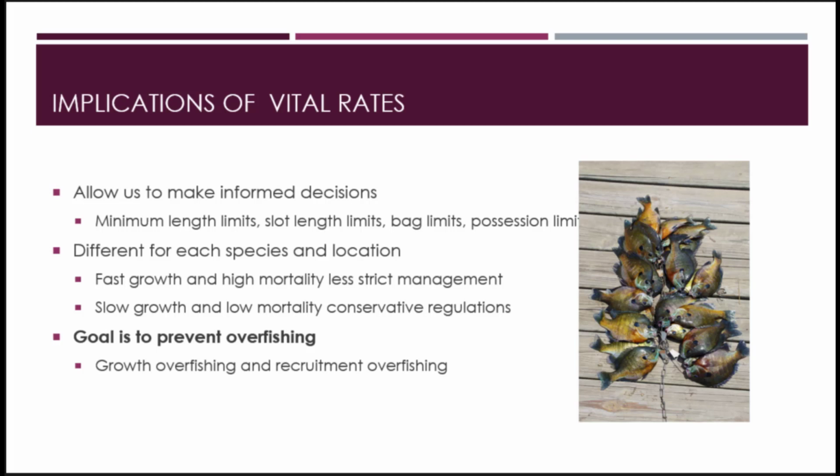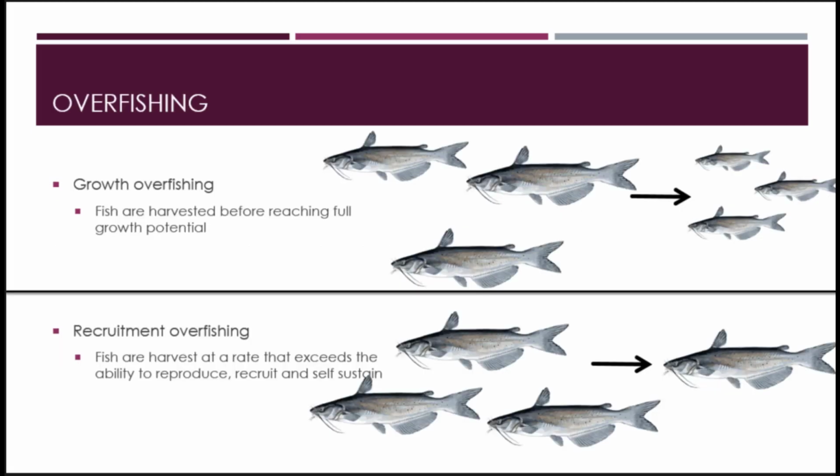The general paradigm that we see is if you have something that can grow fast and a lot of it dies, we say you can have more liberal regulations. Whereas if you have something that grows slow and is not dying as much, you have to have very conservative regulations, right? That's like the field mouse versus the elephant thing. But for us, really, the goal is to prevent overfishing. And overfishing comes in two different flavors as well, growth and recruitment. Growth overfishing is where fish are being whacked before they can reach a decent size. Recruitment overfishing is where we're whacking them before they can even make more of them, right?